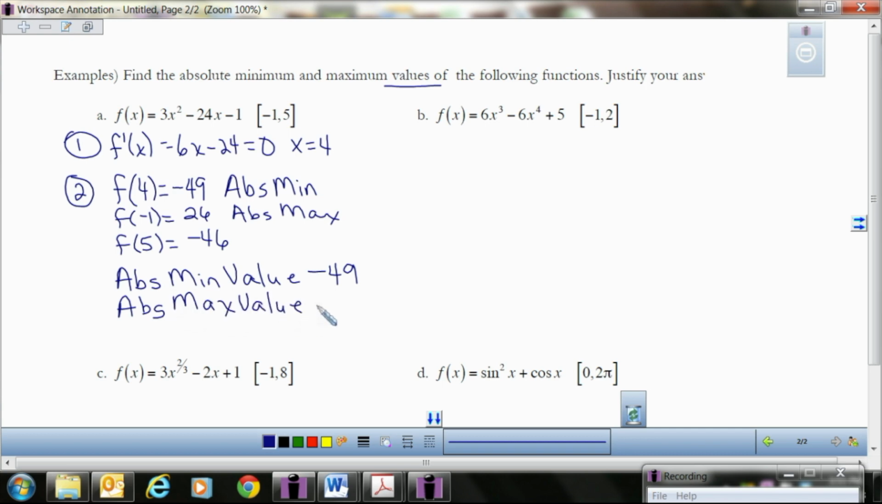And the absolute maximum value is 26 on that interval. So that kind of helps you know a little bit about how to do that.